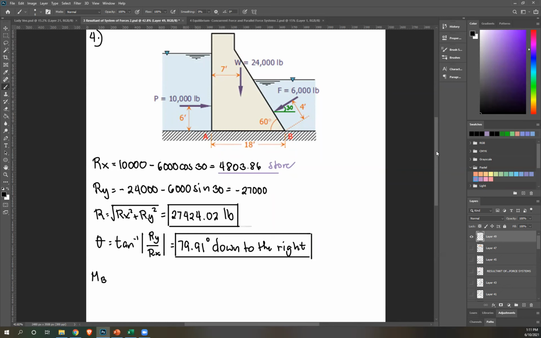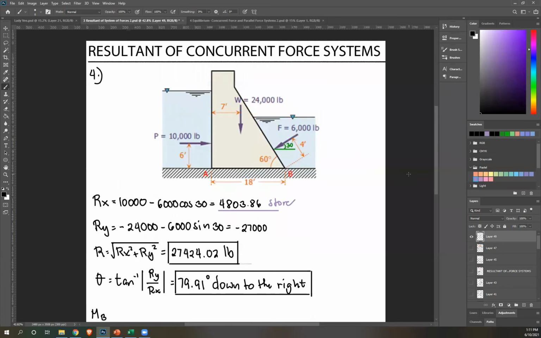Next question is, I want to know its intersection. So like what we did earlier, you're going to guess where your R is. It's down to the right. So let's guess, I'm going to guess this is where my R is. That's R. I want to know its point of intersection. So like what we did earlier, I'm going to resolve this into X and Y components.